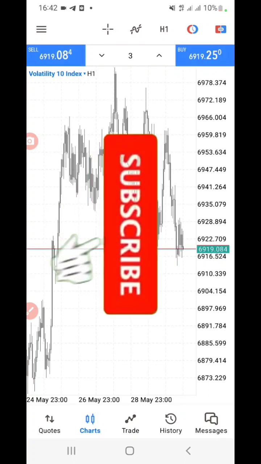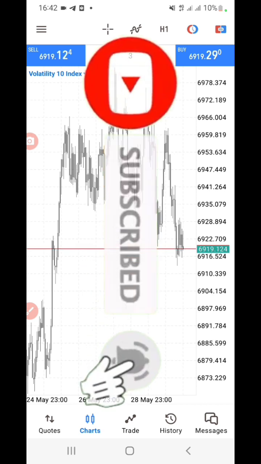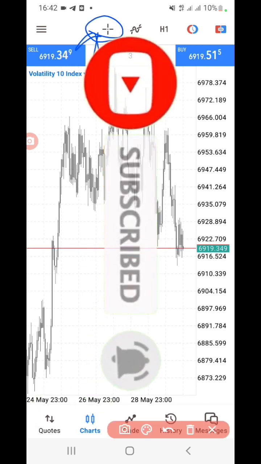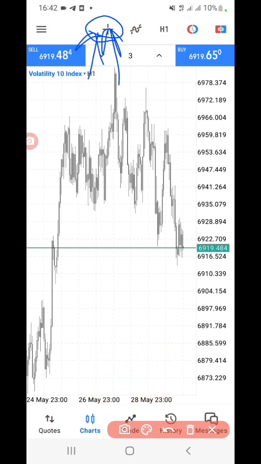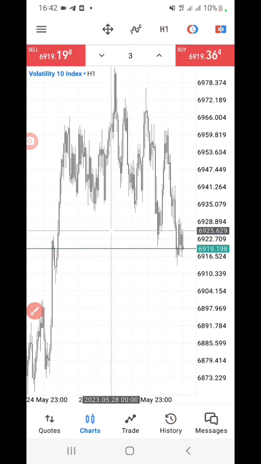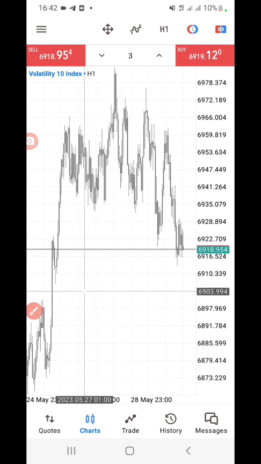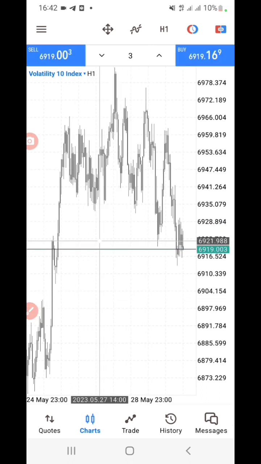And I know you may be wondering what a crosshair tool is. Before I do anything, this that is highlighted, that looks like a cross up there, is actually the crosshair tool. Once you click it, it will show you this plus sign that you can move with your hand on the screen, right?